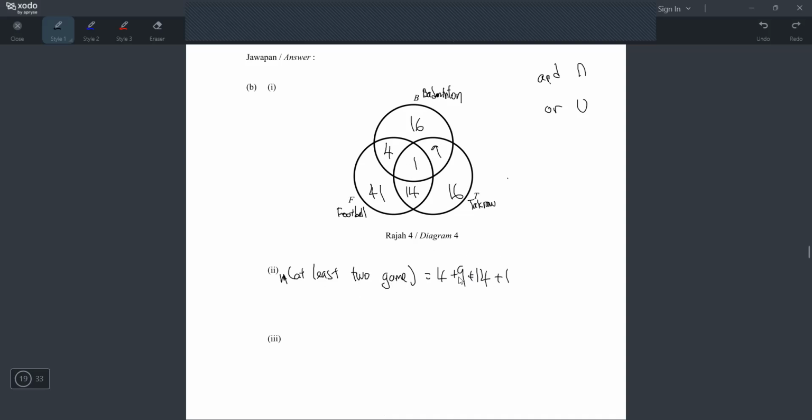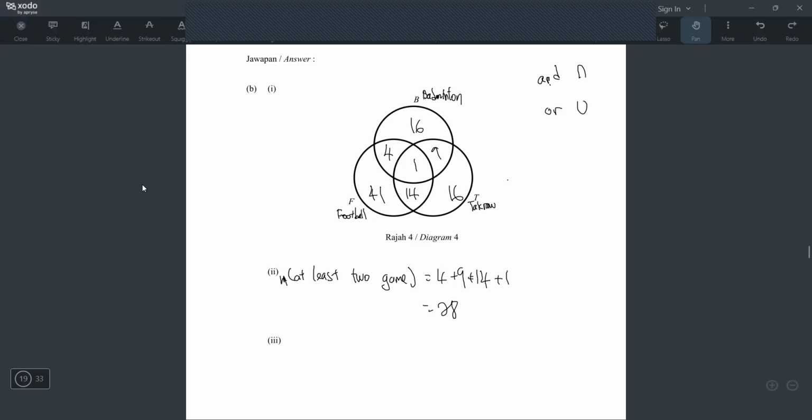Alright. So at least 2 games means what? Play 2 games or more. Okay, so add everything. Let me press the calculator. 28. So the answer for this is 28.